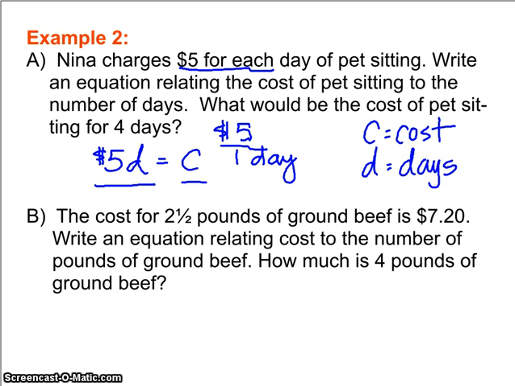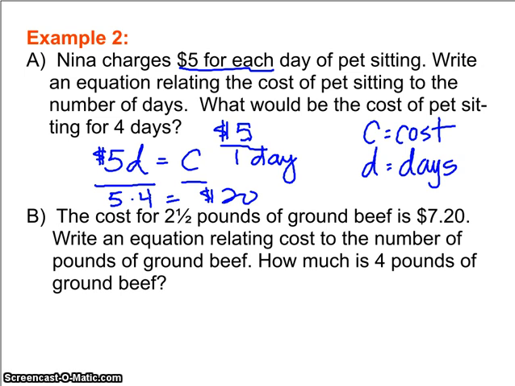And this is a constant value. It doesn't matter how many days the dog is cared for. The rate applies for any number of days. And B, again, last part of this, I'm sorry. What would the cost of pet sitting be for 4 days? So take your equation again, and instead of D, you're going to plug in 4. And 5 times 4 would be a total of $20.